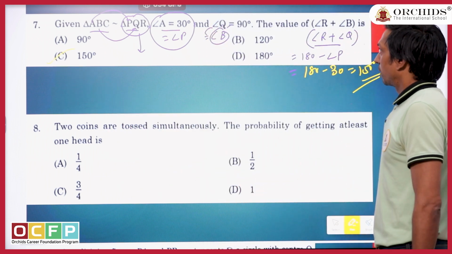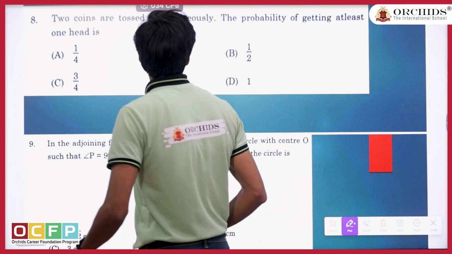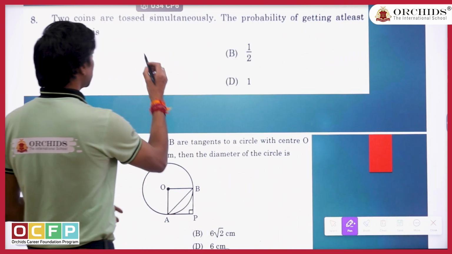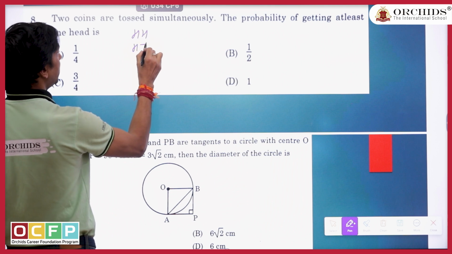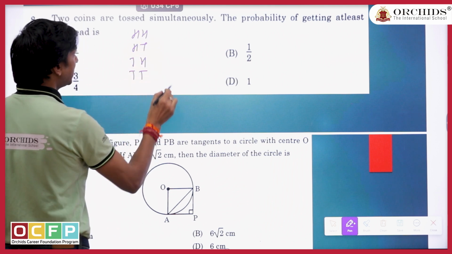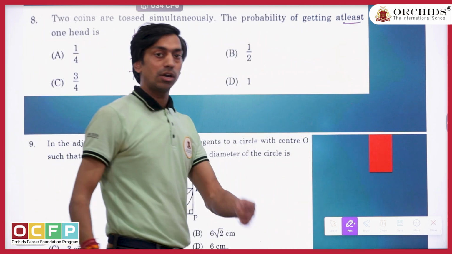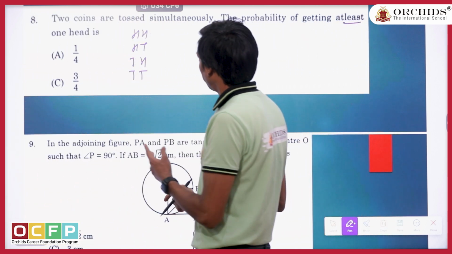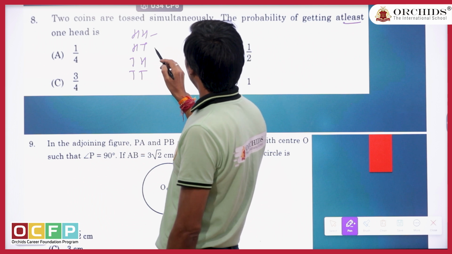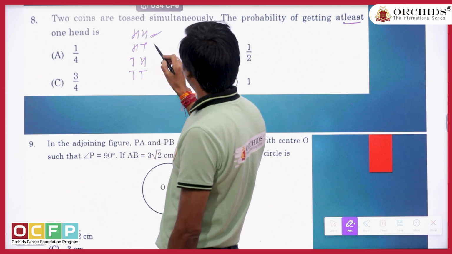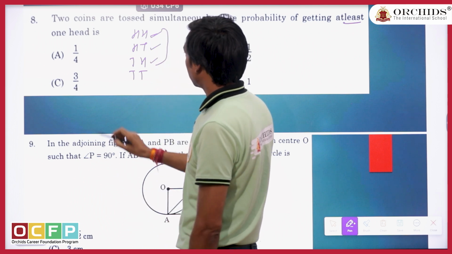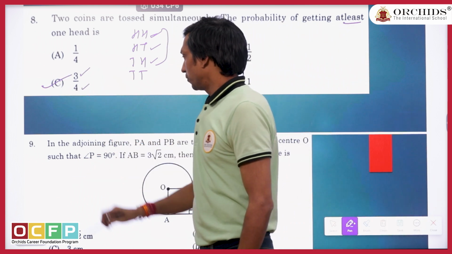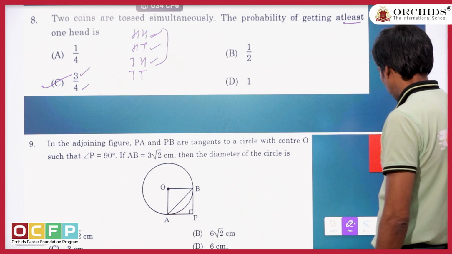Now in this question, two coins are tossed simultaneously. The probability of getting at least one head. When you toss two coins, what are the possibilities we are having? Head, head; head, tail; tail, head; and tail, tail. And they are saying at least. At least means 1 or 2 is a favorable condition, either one head or two heads. How many favorable cases we are having? 3, and total number of outcomes is 4. So the answer is 3 by 4. So this is how we can do this problem. So next question.